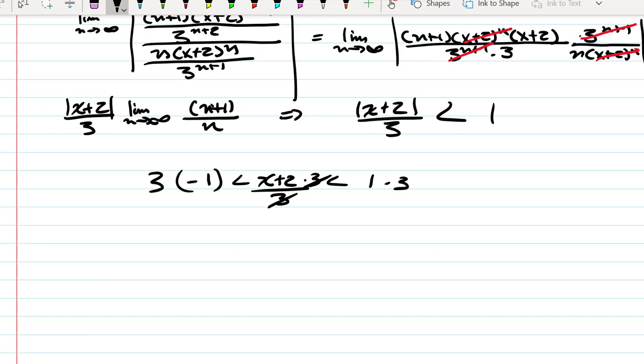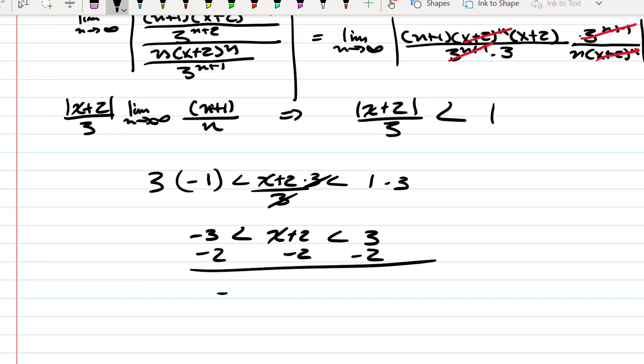Clear our fractions by multiplying by 3. So negative 3 is less than x plus 2 is less than 3. Minus 2, minus 2, minus 2. Negative 5 is less than x is less than 1.